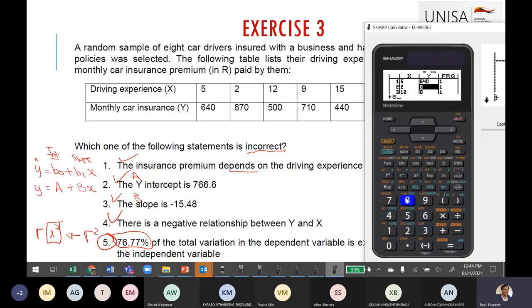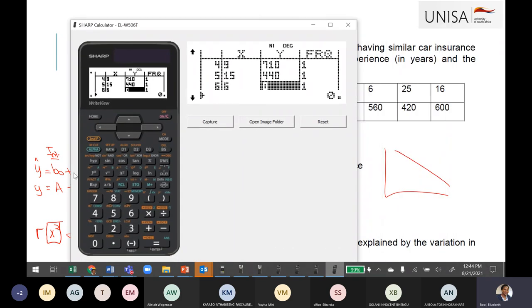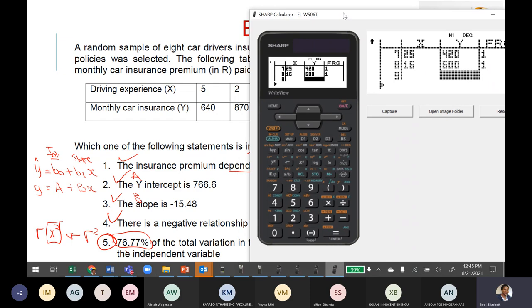Now the Y values: 640 equal 870 equal 500 equal 710 equal 440 equal 560 equal 420 equal and 600 equal. If I made any mistake, I don't know, because it's time consuming to capture all this. All right, so now I have all the values captured.